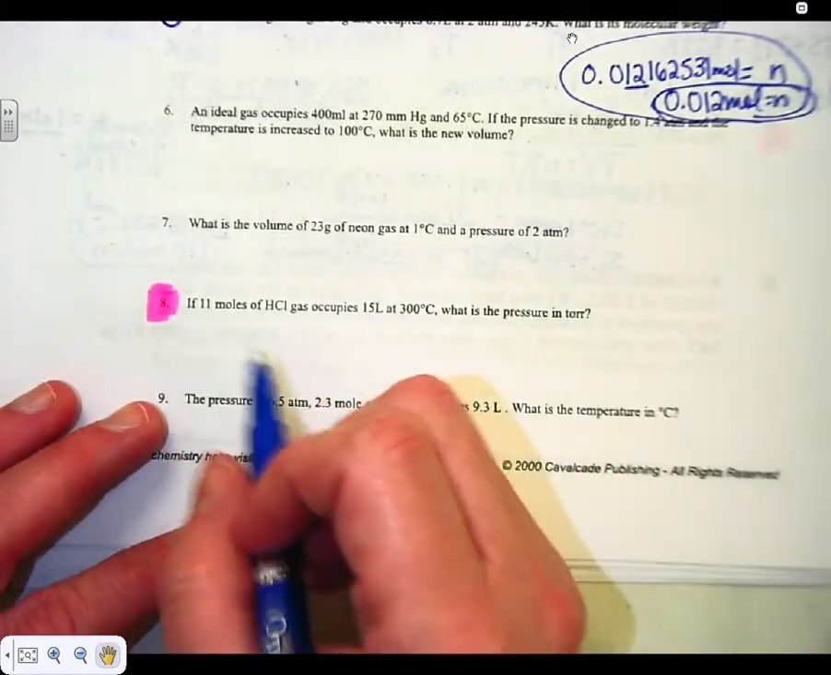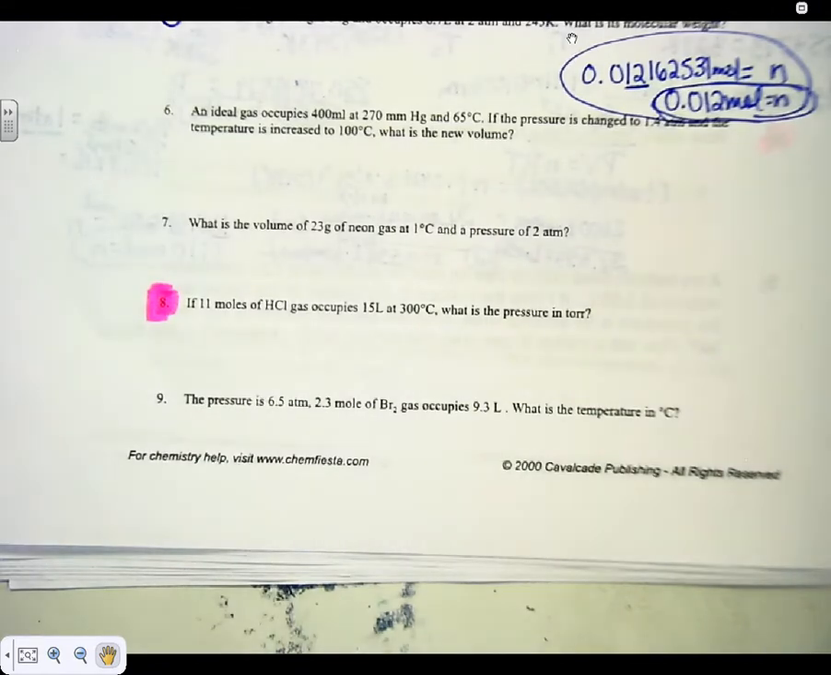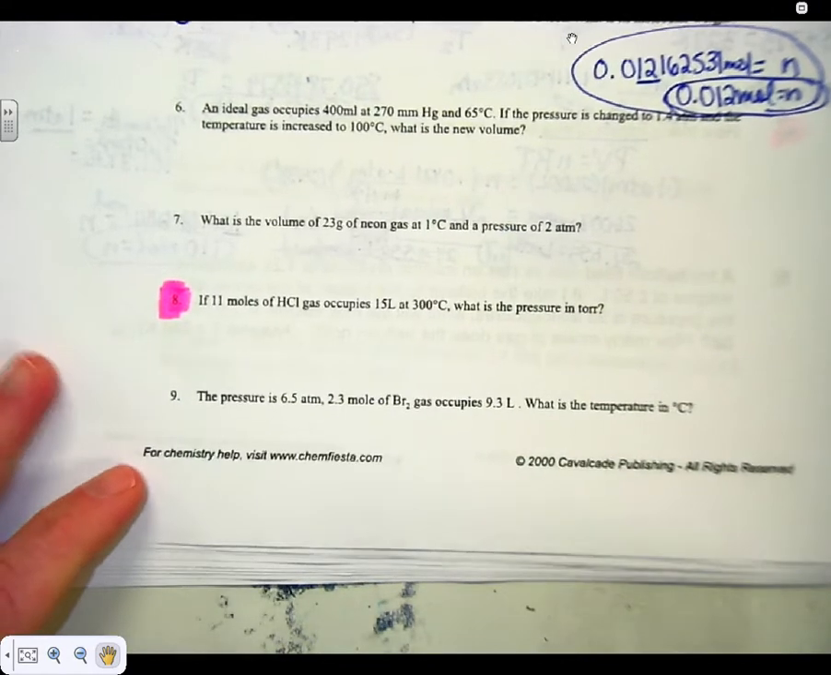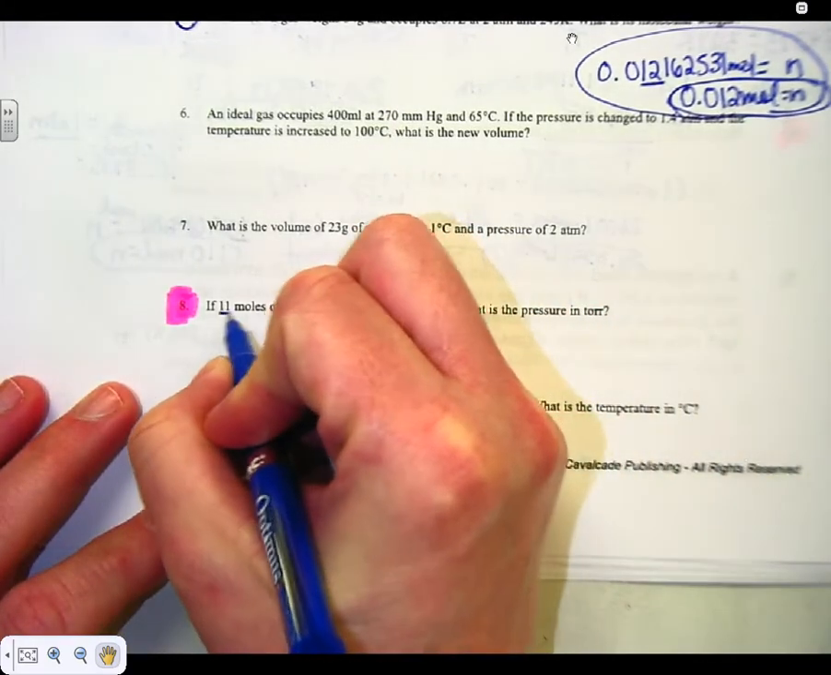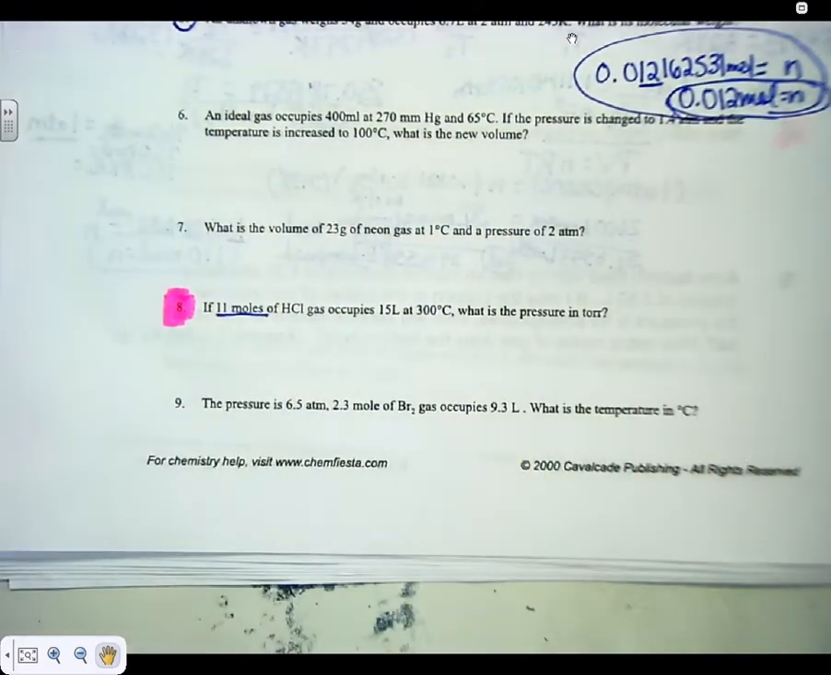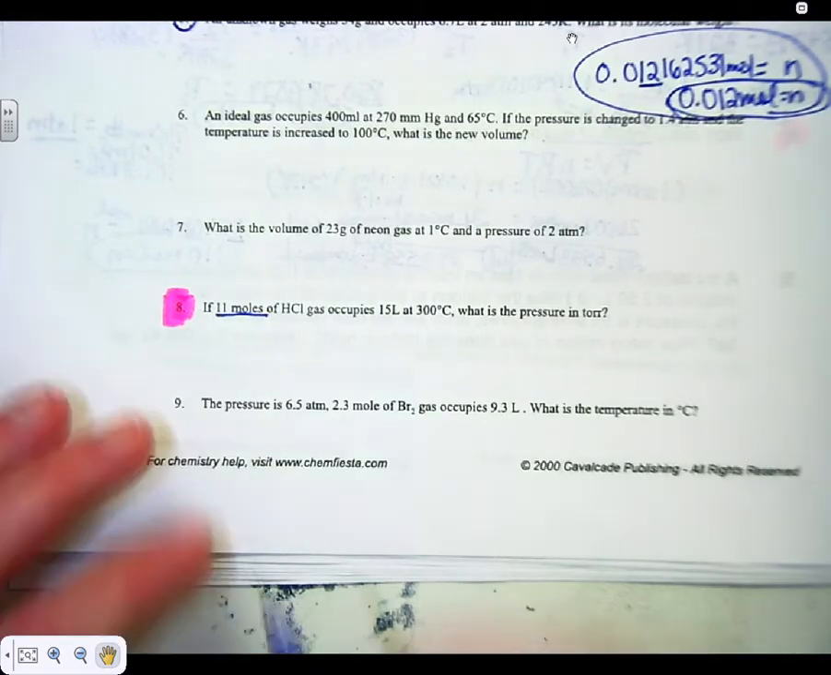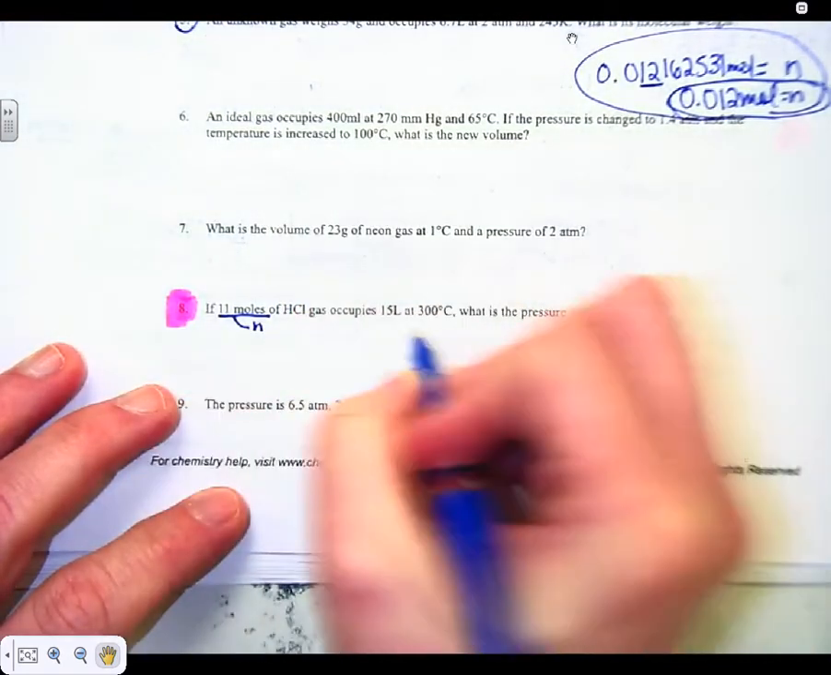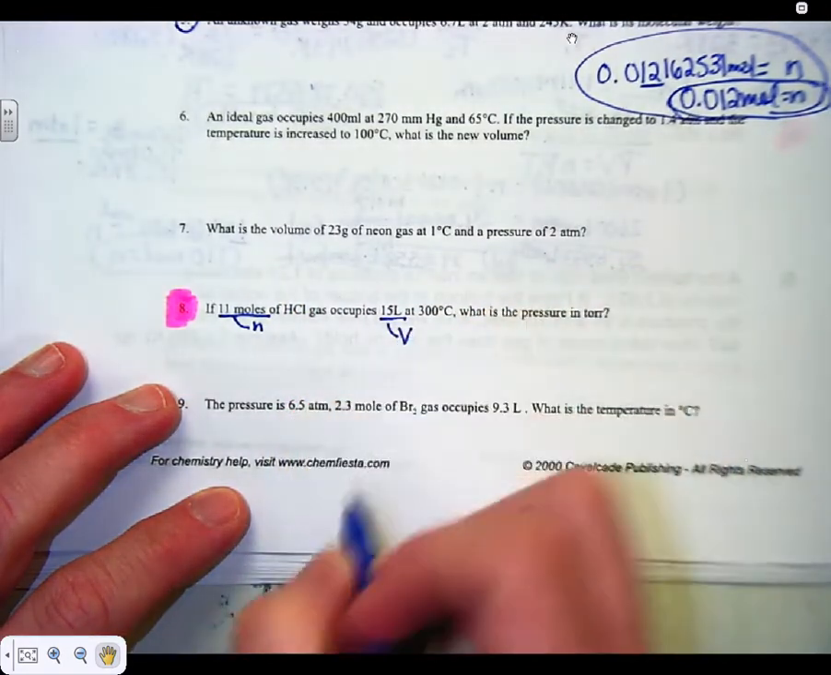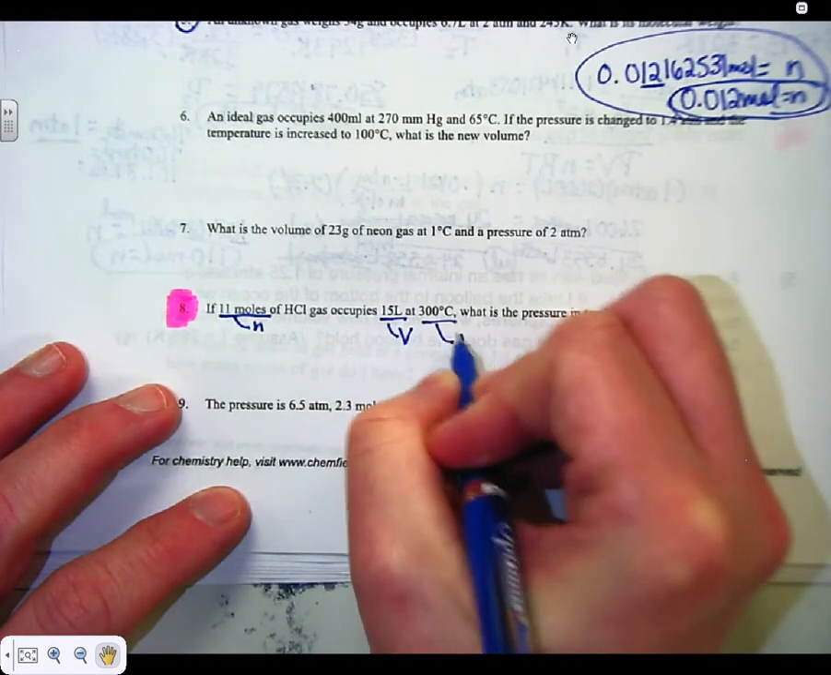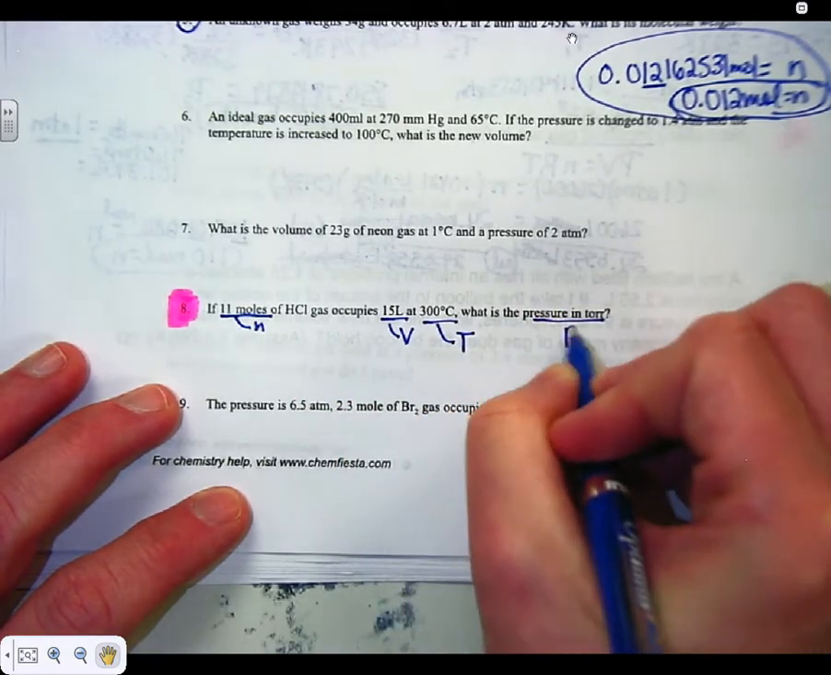Moving on, one more on this page. If 11 moles of HCl gas occupies 15 liters at 300 degrees Celsius, what is the pressure in torr? Okay, so I have 11 moles. Obviously, this is moles, so I'm going to be using the ideal gas law. Again, moles is my n. 15 liters, that's my V. 300 Celsius is my T, and I'm solving for my P.